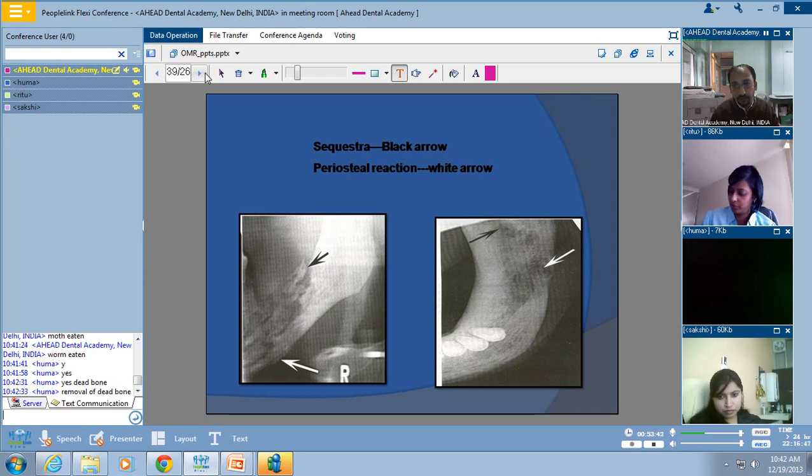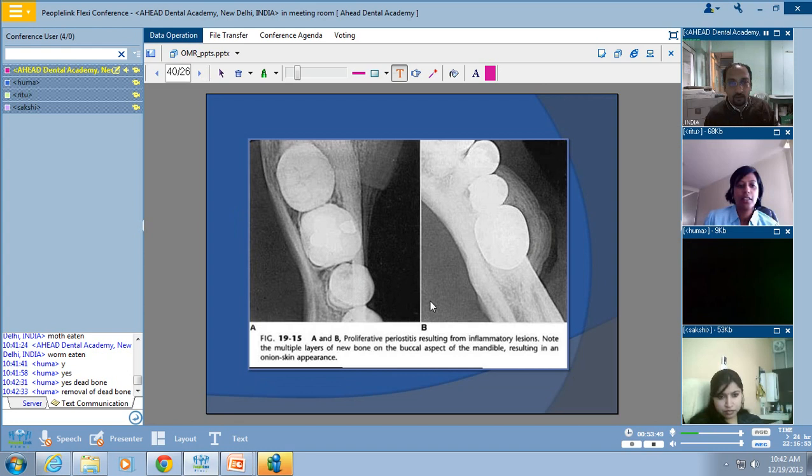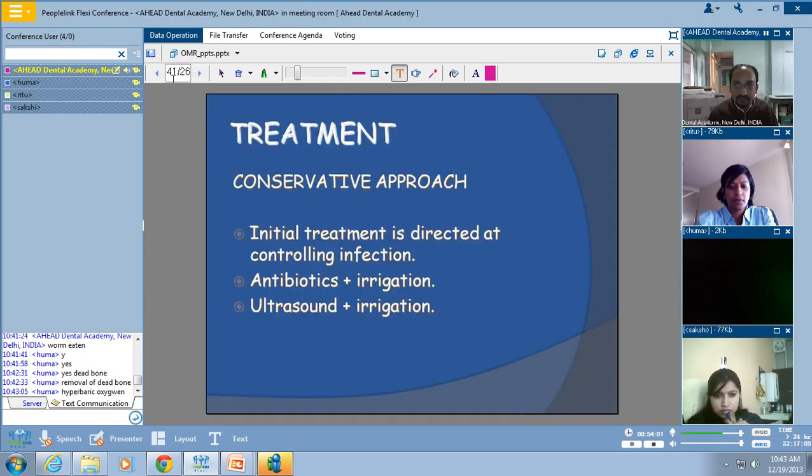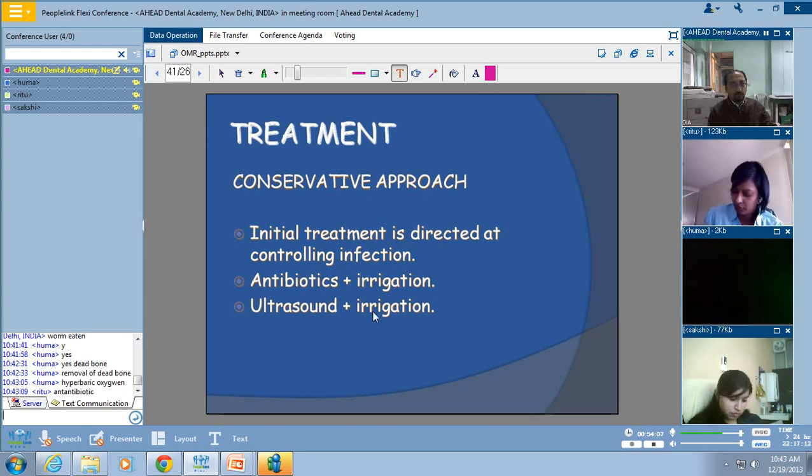No? The correct answer is this one. Initial treatment is directed at control of infection. Antibiotics, yes, and HBO. Antibiotics plus irrigation, ultrasound plus irrigation. Now, in this slide, I have deliberately not written the antibiotic. Which antibiotic is given? Can you write it down? Which antibiotic?